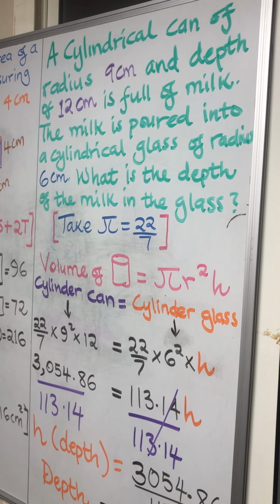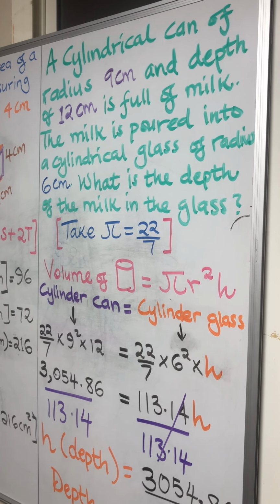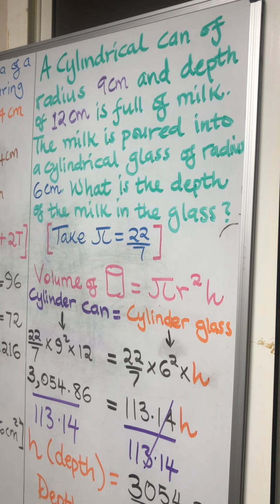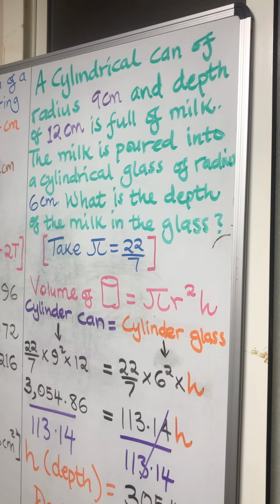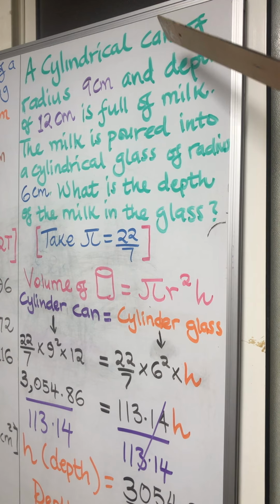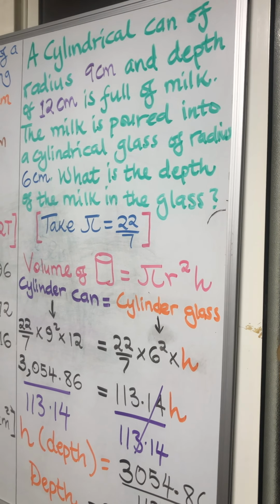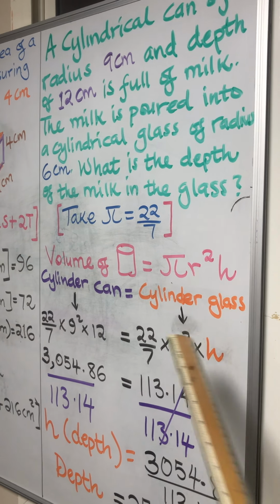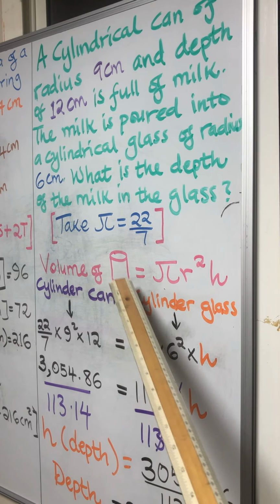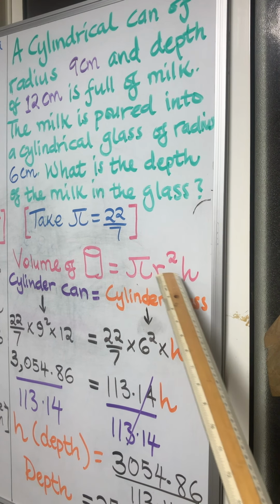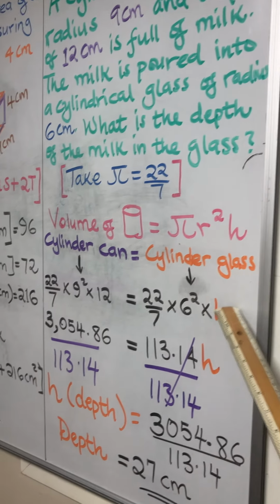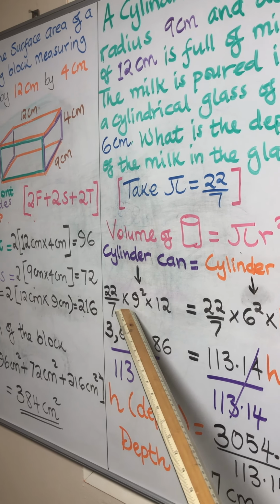You've been told to take pi as 22/7. Now, one thing I want you to know in this case is that the possibility that these 2 shapes are the same is like 100%, right? So we are going to assume that the cylindrical can has the same volume as the cylindrical glass. So what I'm going to do, I'm simply going to find the volume of a cylinder, which is pi r squared times h. And assuming that cylindrical can is equal to the cylindrical glass.